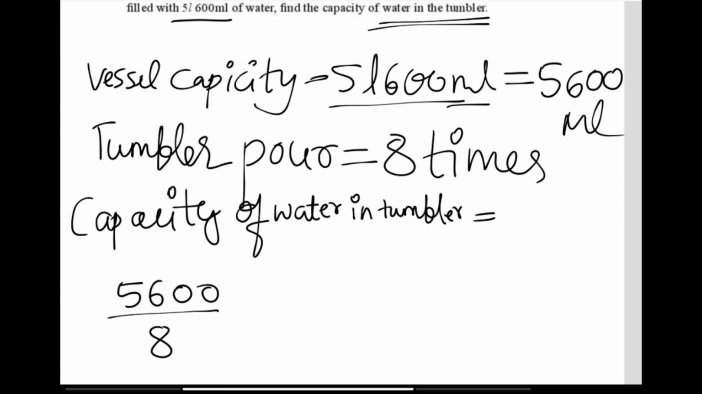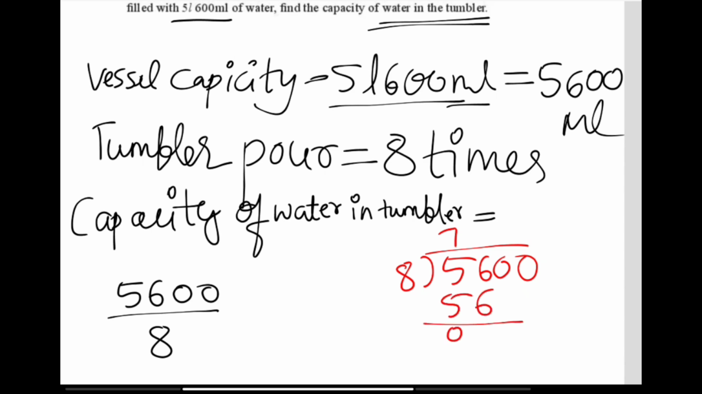So let us do the division here. 5600 divided by 8. Now you have to read the 8 table till you get the number 56. So 8 sevens are 56, right? Then we bring down this 0, and put 0 again. Again we bring down this 0, and here also it is 0. So we got the answer.